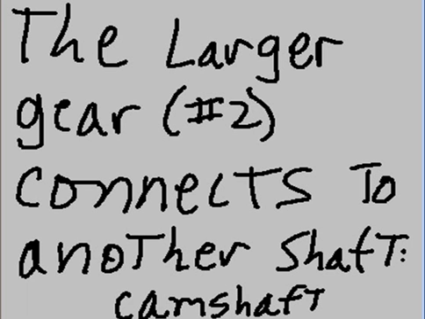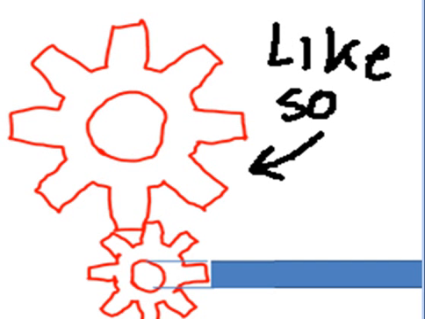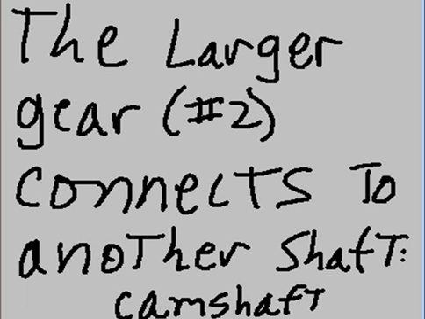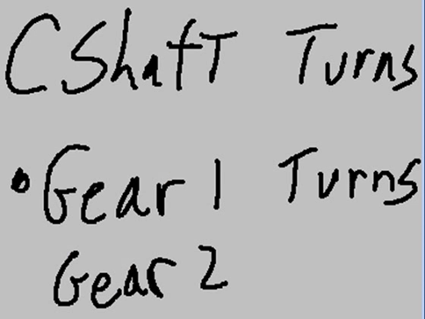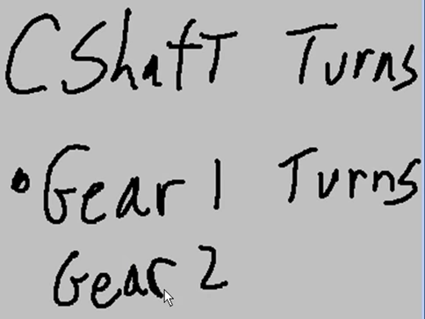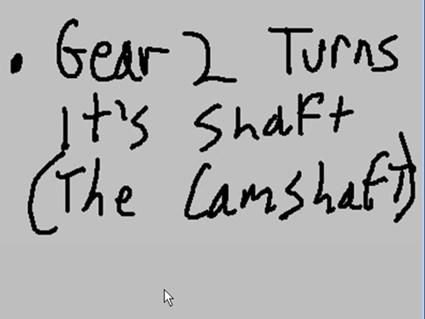The larger gear, number 2, on the top, connects to another shaft called the camshaft, like so. The crankshaft on the bottom turns, and gear number 1 turns gear number 2. So the crankshaft here turns, and gear number 1 turns gear number 2. Gear number 2 turns its shaft, the camshaft.